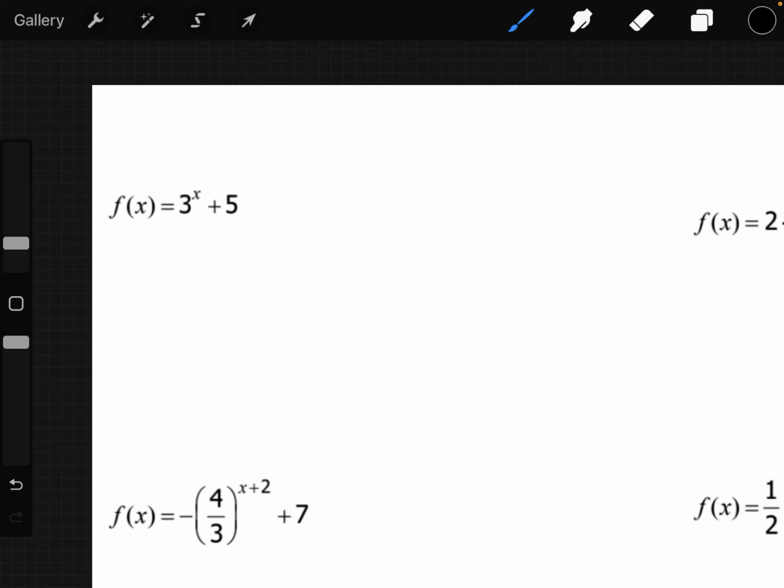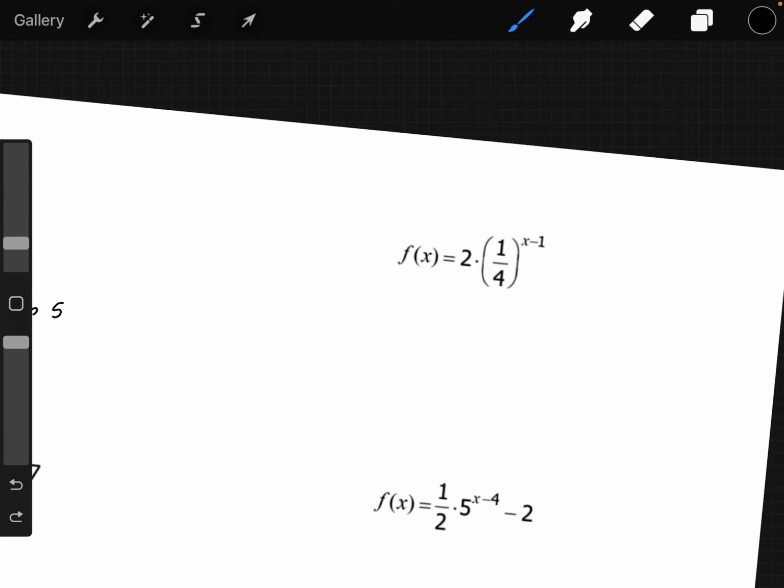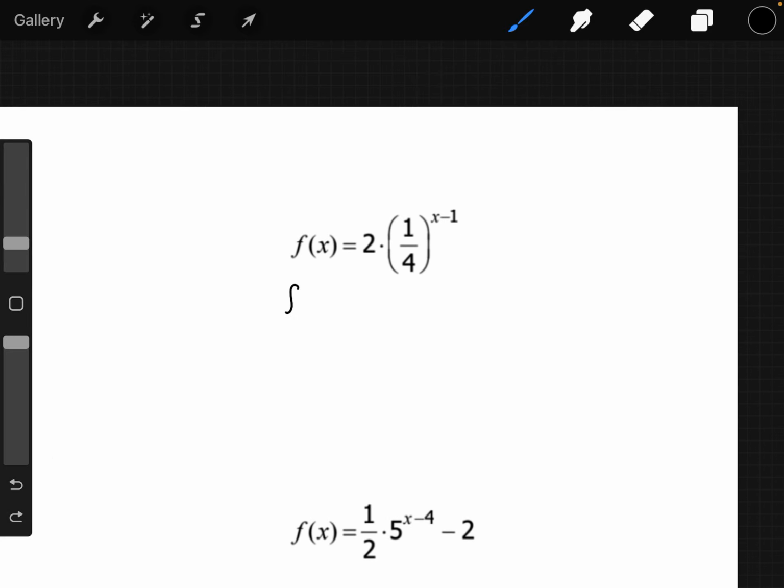So for these examples, we'll identify the parent function and then describe the transformations. Here the parent function is f of x equals 3 to the power of x. And the transformation is that there's a shift horizontally. And the transformation here is that there's a shift vertically up 5. You see that here in this part of the expression. The parent function of this is f of x equals 1/2.